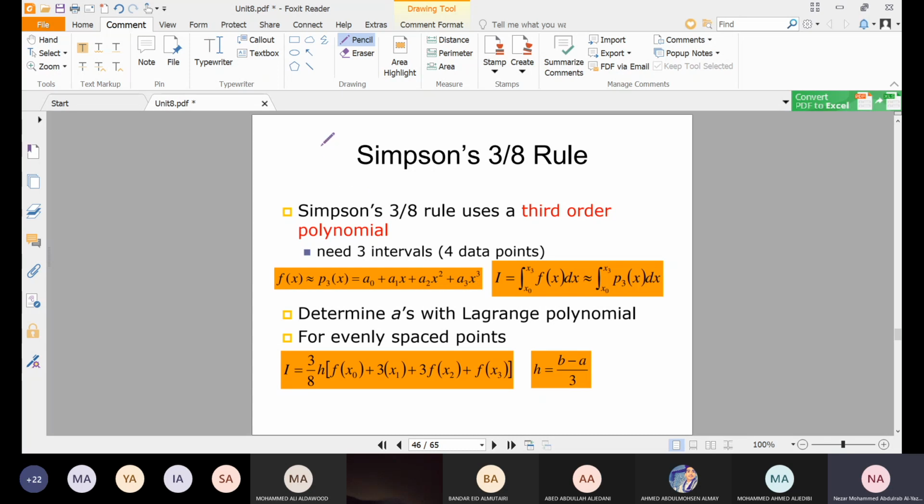So if we have a function and we want to compute the integration of this function, f of t, and this function is complicated, one way is to represent this function with either a linear equation, a second order polynomial, or a third order polynomial. If we can represent this function in terms of a third order polynomial, we call this the Simpson 3/8 rule. How can we represent this one by a third order polynomial? We can use Lagrange polynomial.